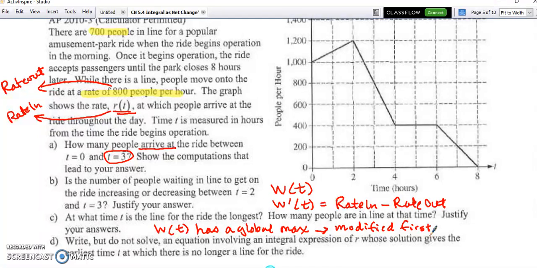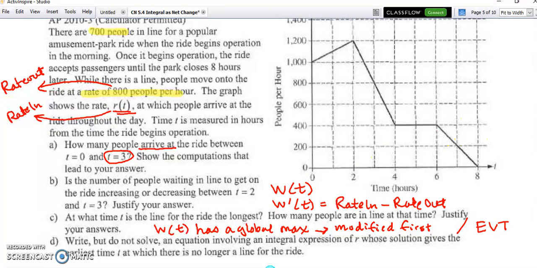And then also remember that they're asking two questions. At what time is the line the longest? How many people are in the line at that time? You might want to do it with a modified first, and you may also want to balance it out. Think about what it would have looked like if we did an EVT.